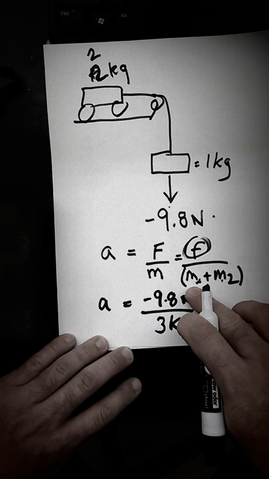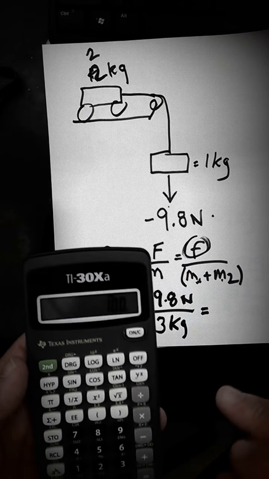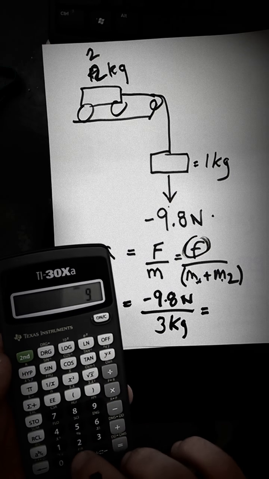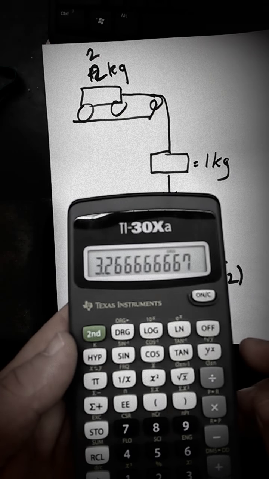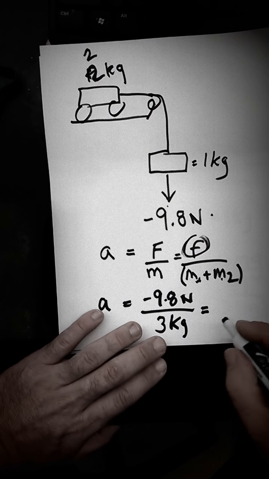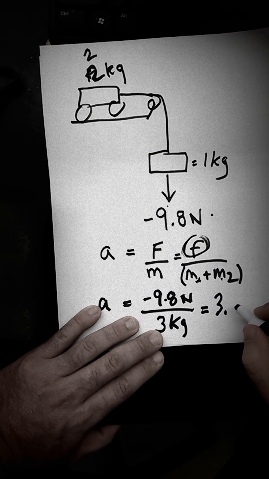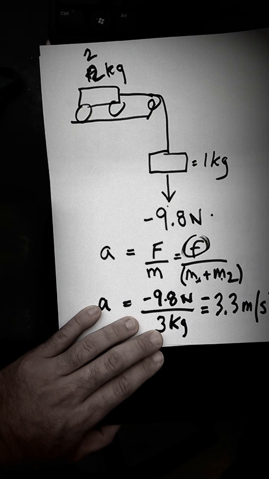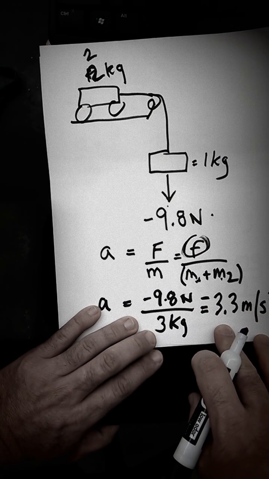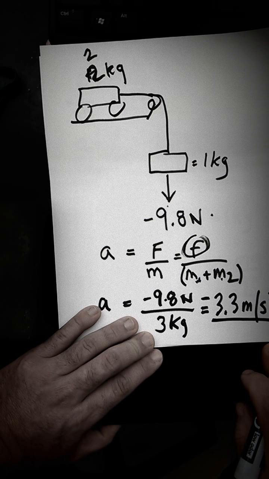So if you divide these two out, very simply, 9.8 divided by 3, we end up with 3.3 meters per second squared. And because it is a vector, it's pulling in the downward direction, that's our acceleration. Okay, and that's the acceleration we're going to get.